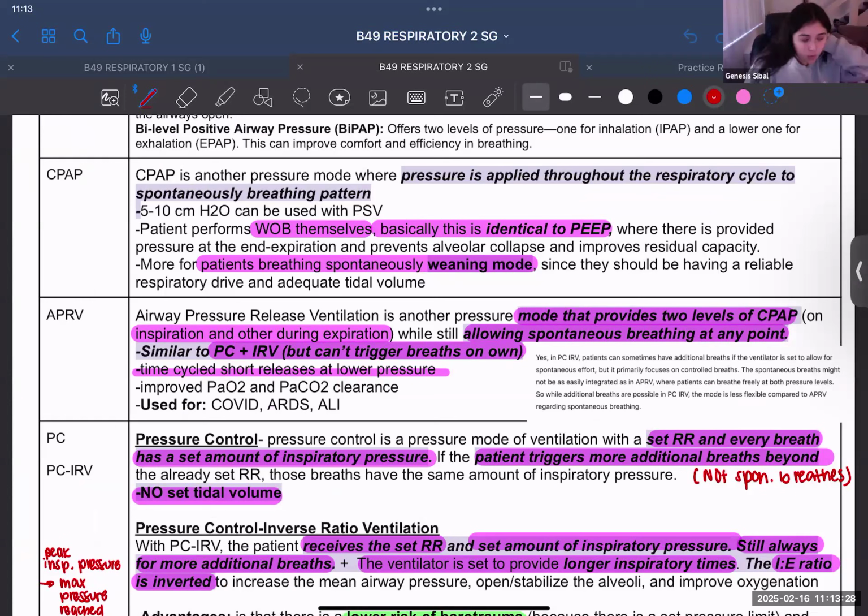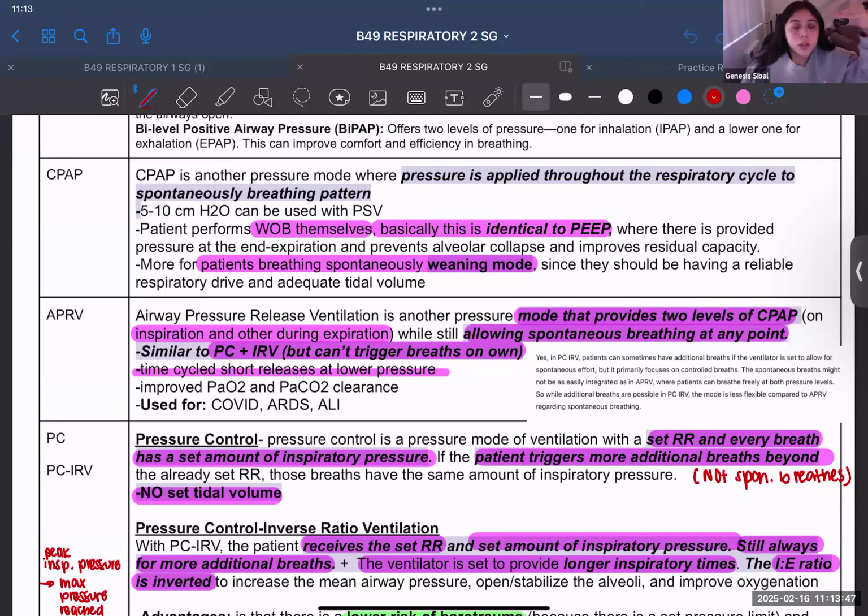I don't think she'll ask you modes, but again, if you want to understand it, for pressure control, think about the actual term. Okay, so now we're going to airway pressure release ventilation. This one can be a little confusing, so I understand the confusion. It's a mode that provides 2 levels of CPAP. So kind of almost the same thing. It allows spontaneous breathing.